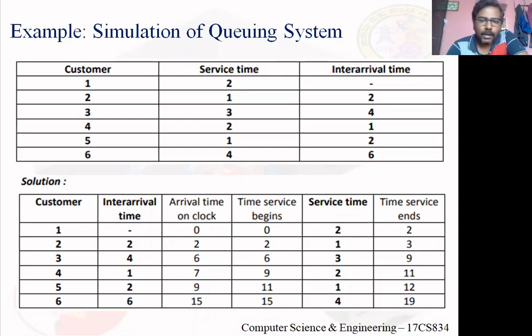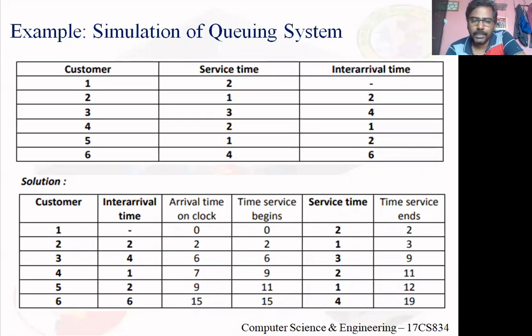Now see here, the fifth inter-arrival time is 2. The fourth arrival is at time 7, so the fifth arrival is at time 9. So when the fifth arrival occurs at time 9, the server is busy serving the fourth customer. So service of the fifth customer begins at time 11.